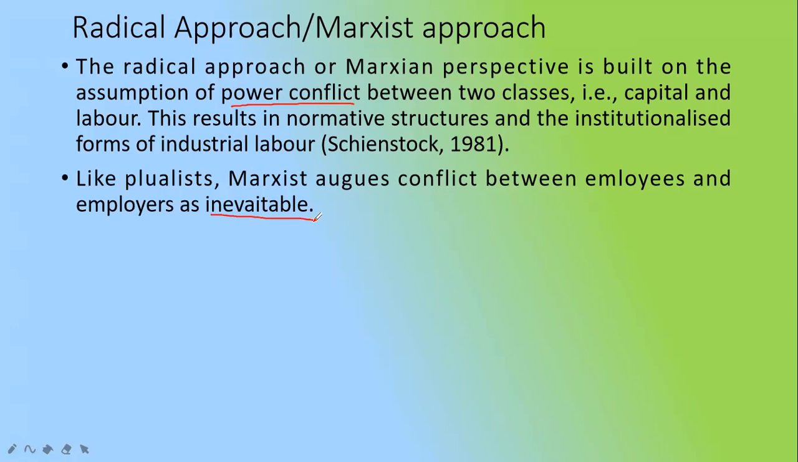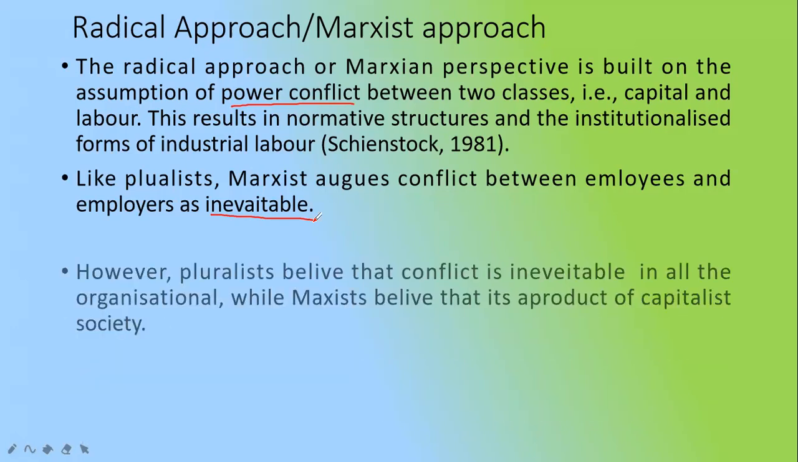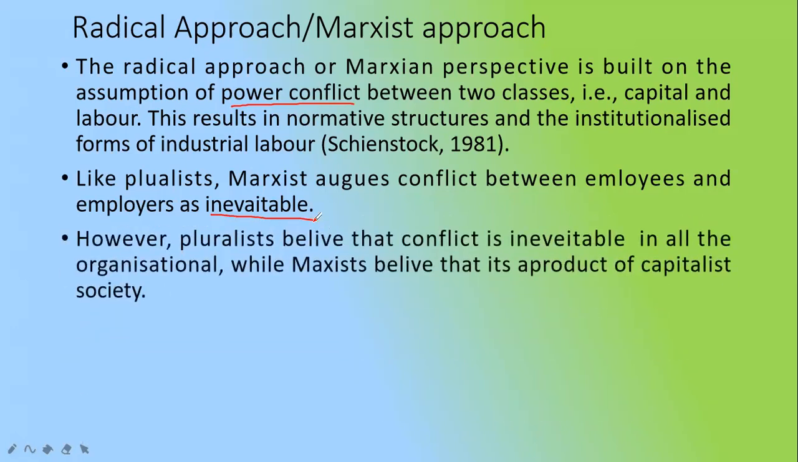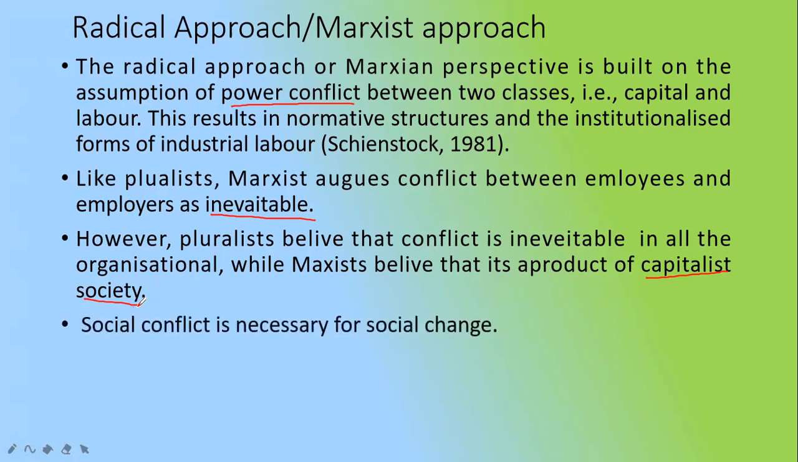What is the difference? In the pluralist approach, they believe that conflict is inevitable in all organizations, while the Marxists believe it is a product of capitalist society. It exists only in a capitalist society, with authority vested in the hands of the capitalist parties, where the exploitation of workers takes place. There, the conflict will exist. Social conflict is necessary for social change.